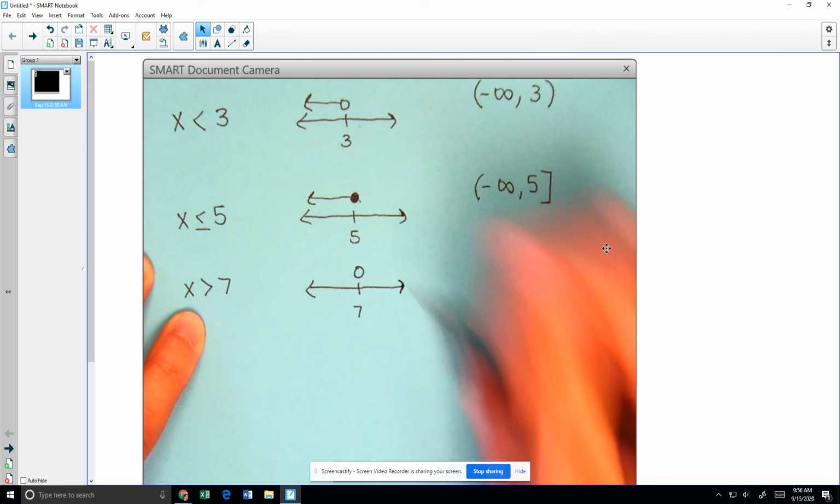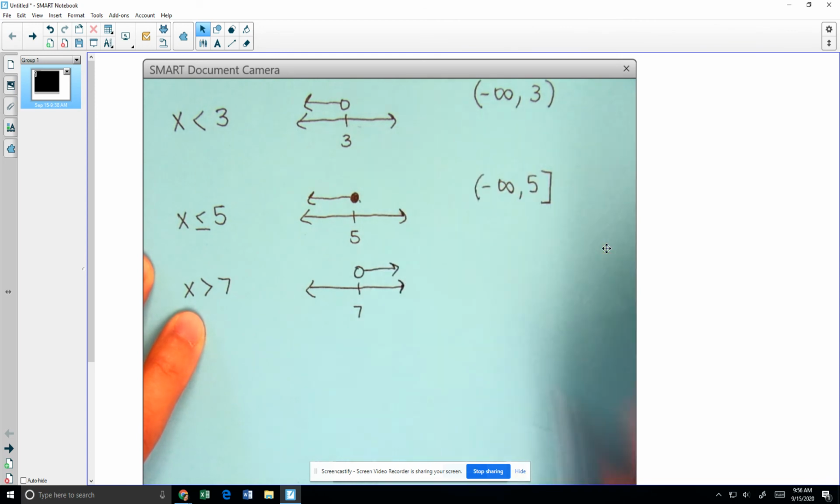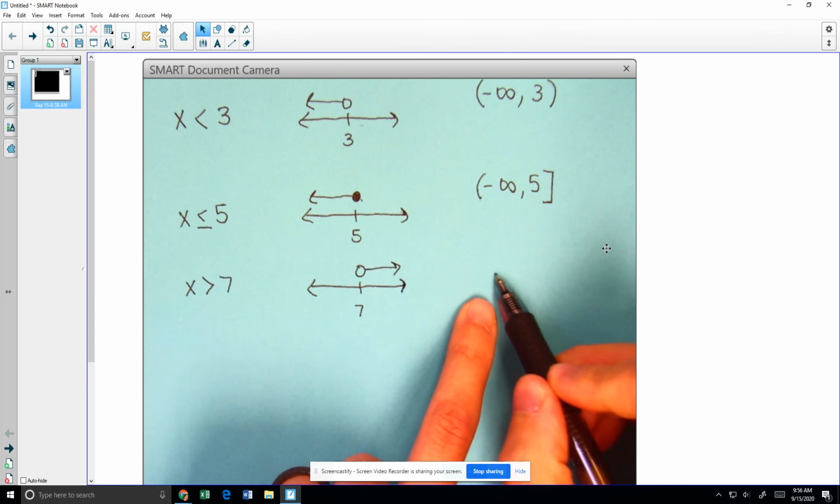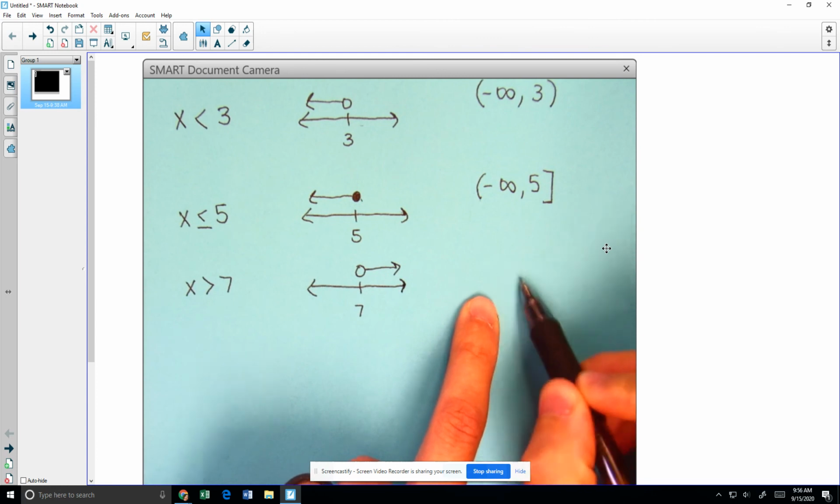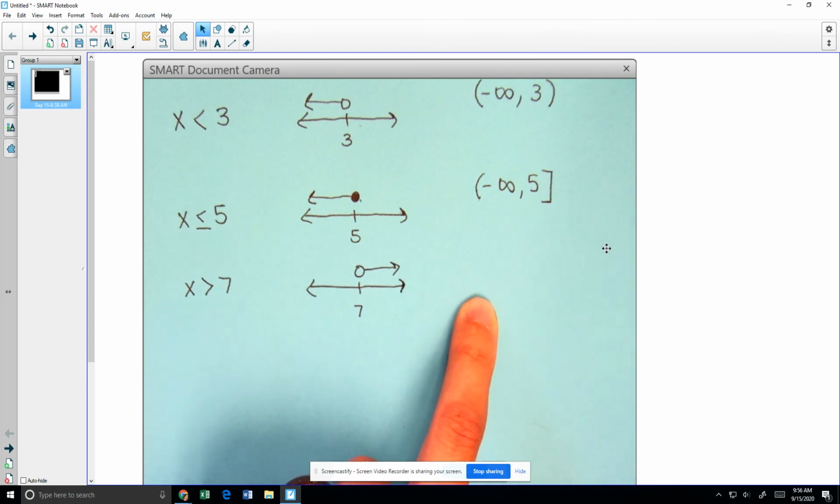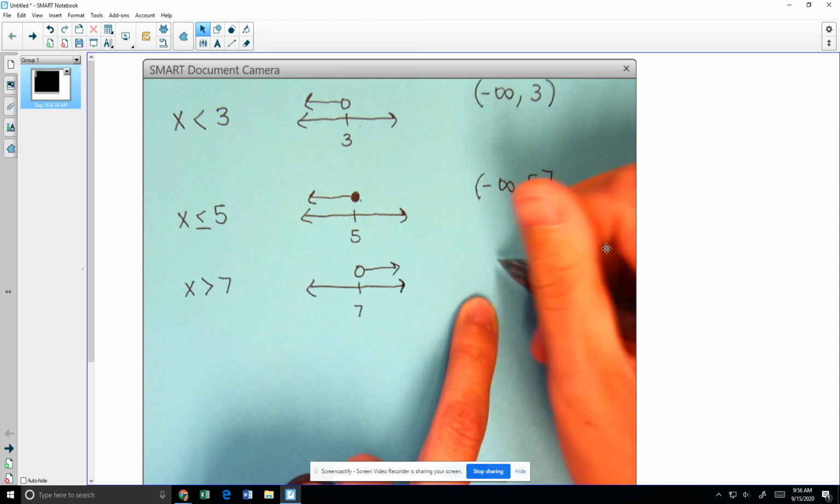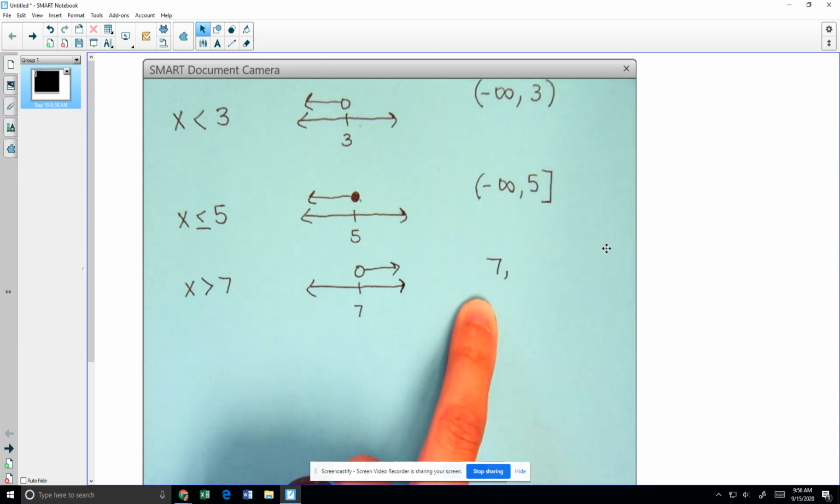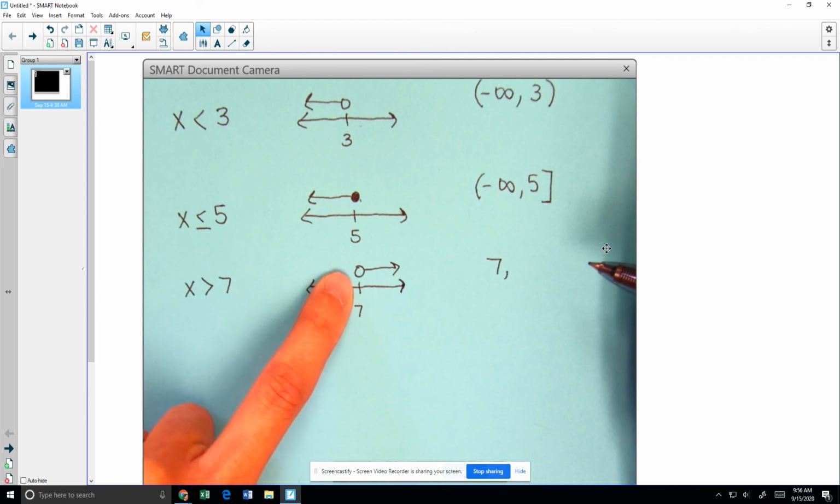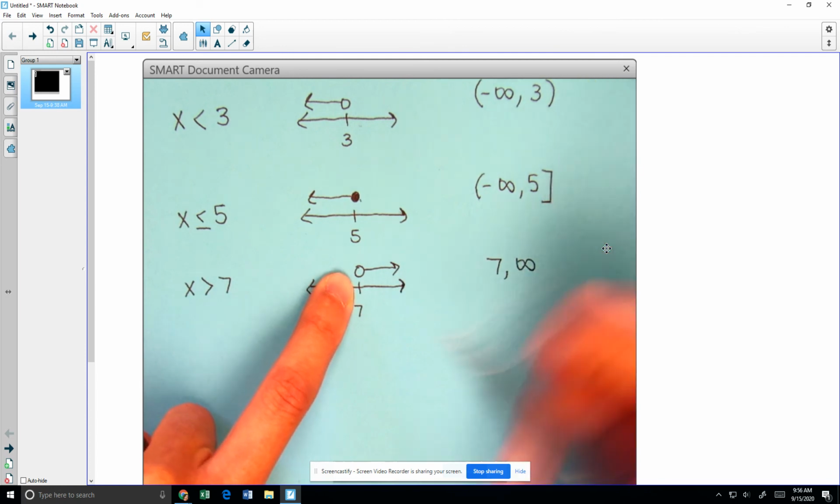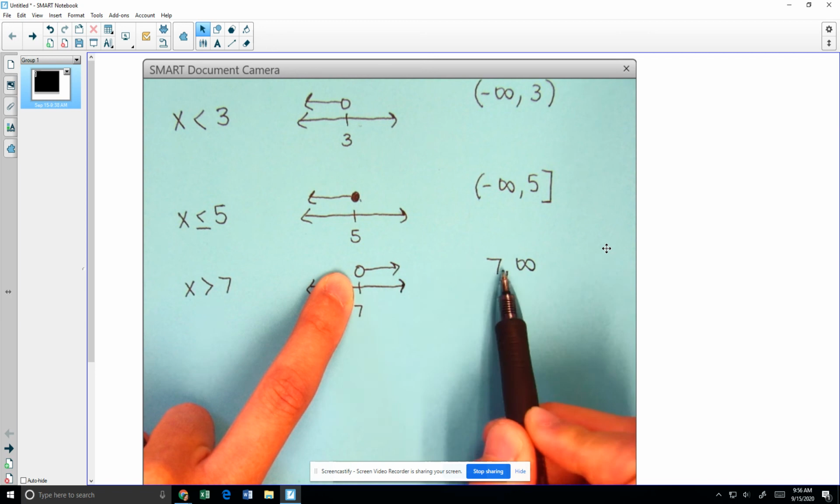So open circle, shade to the right. Does anyone think they can tell me the 2 numbers, like the first number, comma, the second number? 7. Okay, and then? Infinity. And then infinity, right? You start from the left. What's the leftmost number? 7. How high do you go? Well, it keeps on going, so infinity.